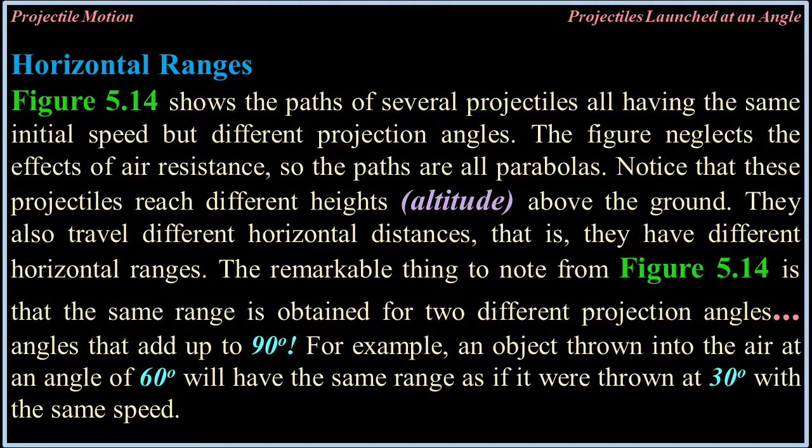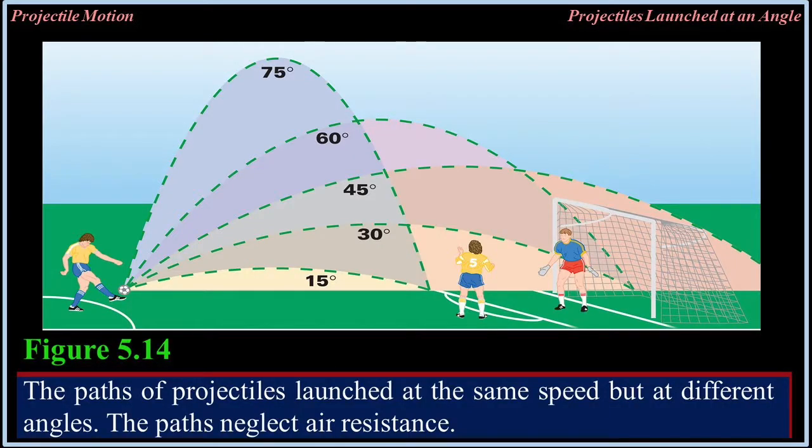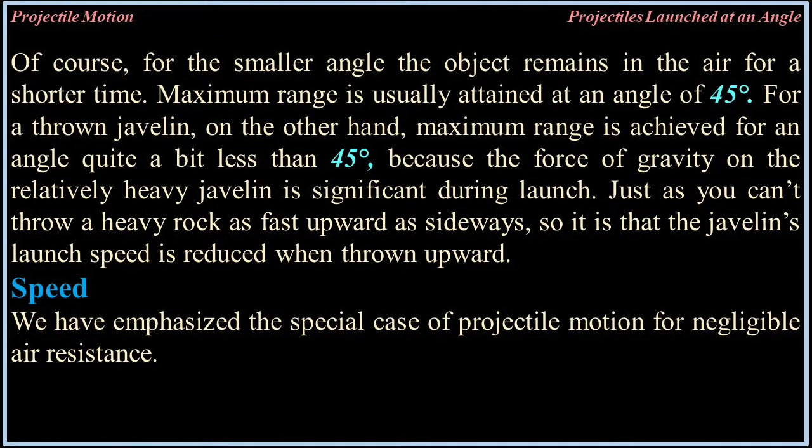Let's look at this figure now. The paths of projectiles launched at the same speed but at different angles. The paths neglect air resistance. Of course, for the smaller angles, the object remains in the air for a shorter time.